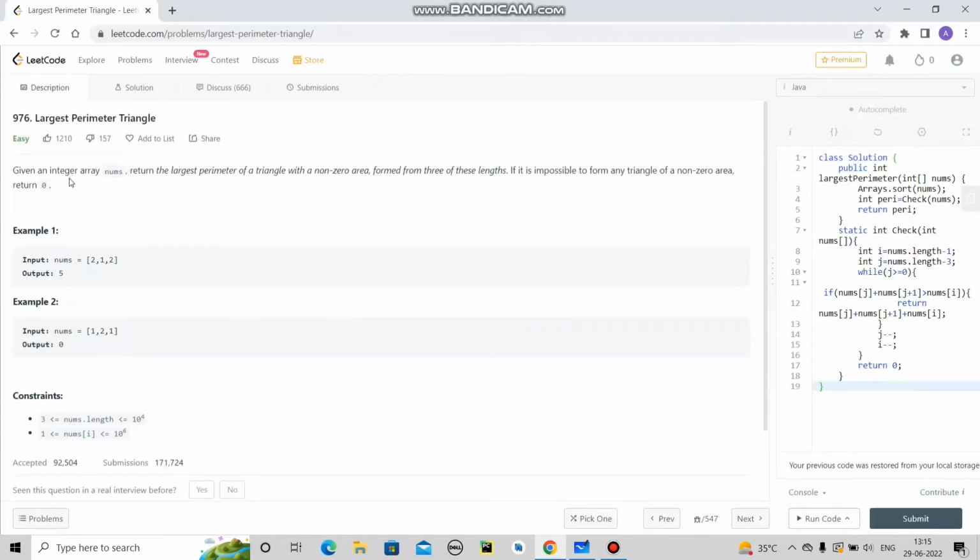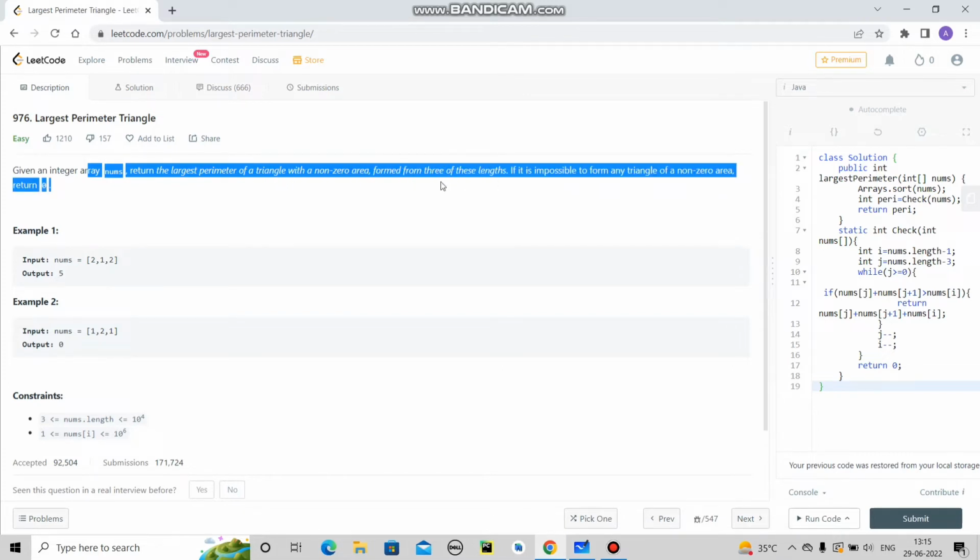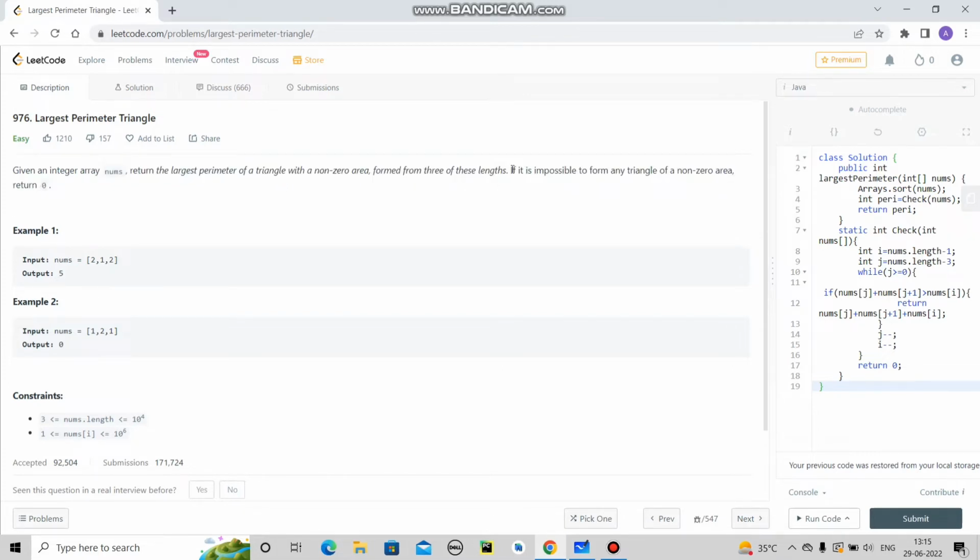Hello everyone, in this question we are given an integer array nums and we have to return the largest perimeter of a triangle with a non-zero area formed from three of these lengths. If it is impossible to form any triangle of a non-zero area, return 0.